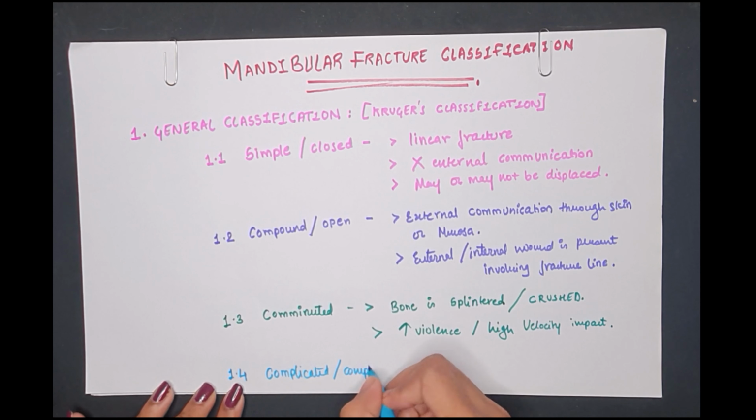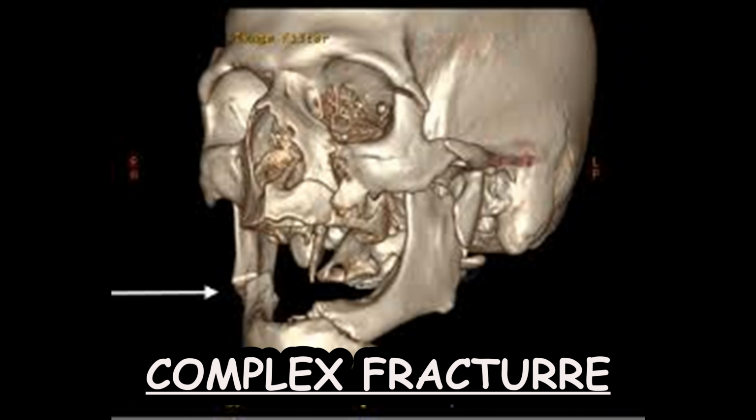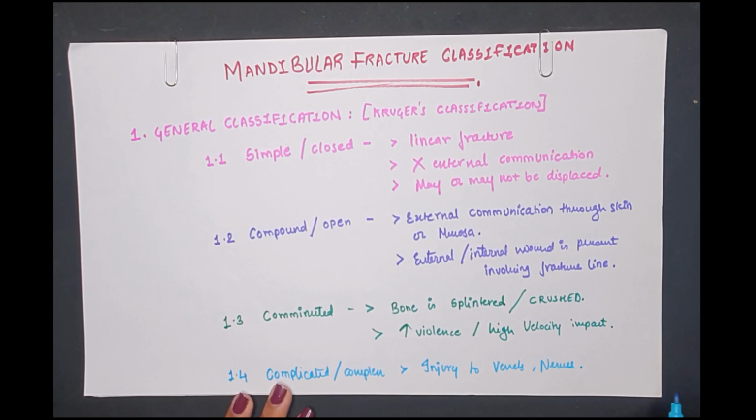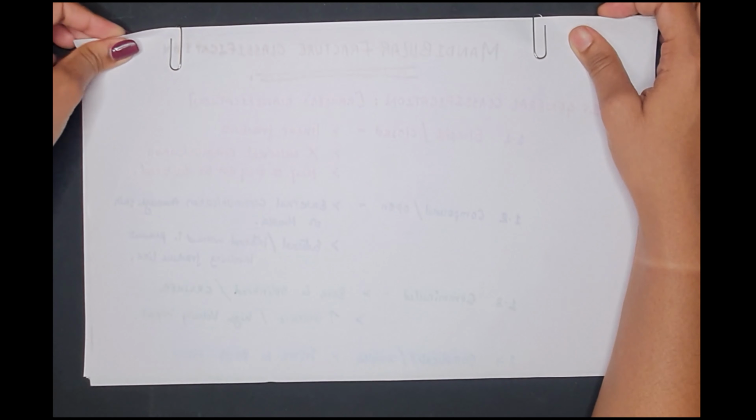The fourth one is the complicated or complex. Here the fracture usually leads to injury to the inferior alveolar nerve or vessels. As you can see in the picture, this will definitely be a harm to the inferior alveolar nerve. Condylar fractures with associated injury are also an example.